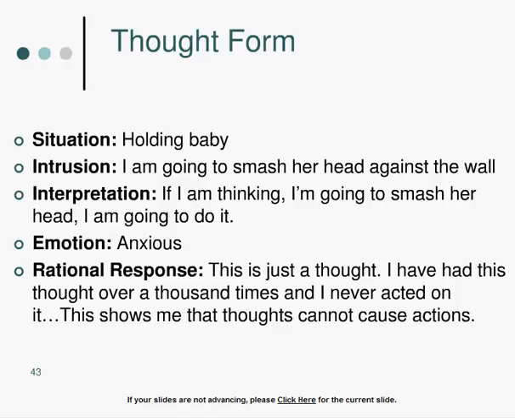And what's most important here as you're doing these cognitive interventions is that you use them in order to formulate a rational response. And here you can see an example of a rational response. So it would be something like, well, this is just a thought, and I've had this thought over 1,000 times, and I've never acted on it. This shows me that thoughts cannot cause action. So basically the idea here being a thought is just a thought. It doesn't mean anything much. So this is an example of a cognitive intervention.